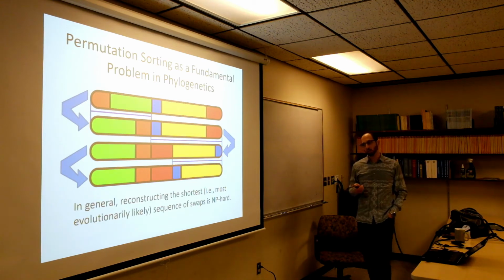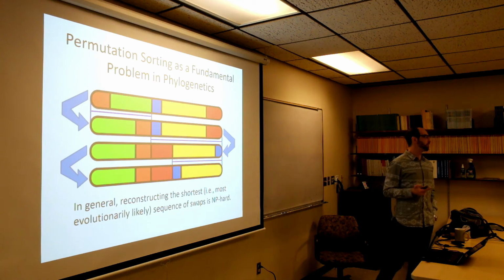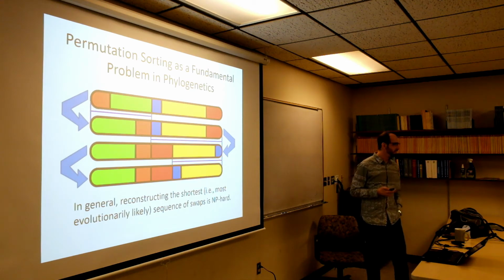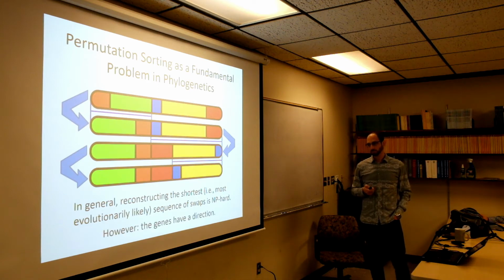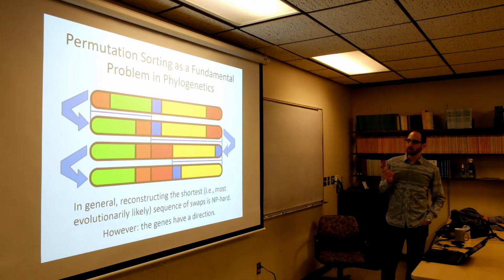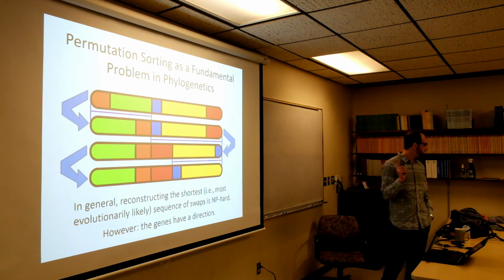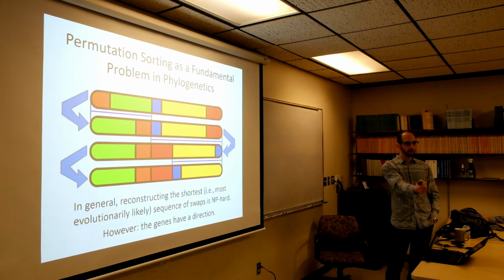Interestingly, in general, reconstructing the shortest, that is most evolutionarily likely sequence of swaps, is NP hard, which is really unfortunate because organisms in the real world tend to have lots and lots of genomes, and so you don't stand a chance of finding the minimum length sequence of swaps. However, something amazing about this, you wouldn't think it would help, but there's a little tiny bit of information we've thrown away in this picture, which is the direction of the genes, right? So the idea is during transcription and translation, there's a reading along the strand that heads in one direction or the other.